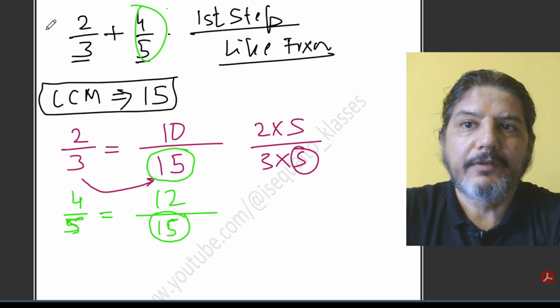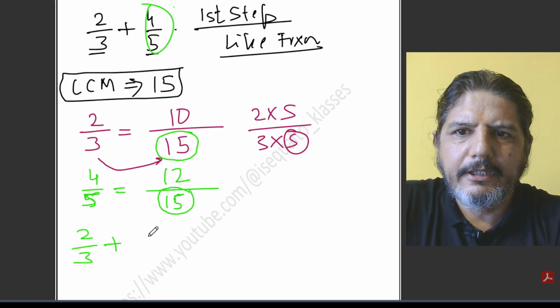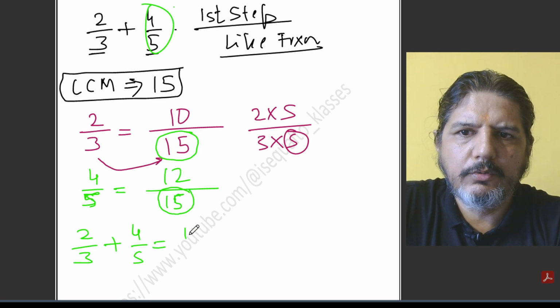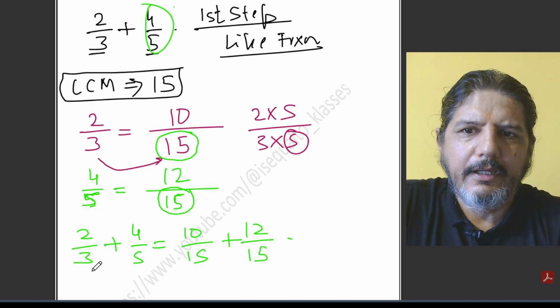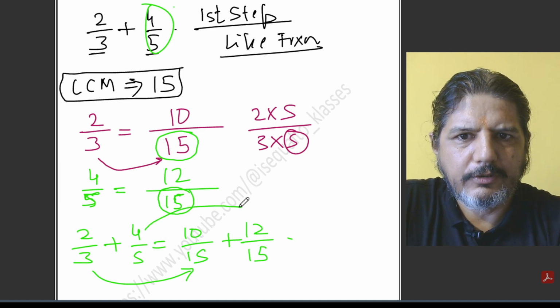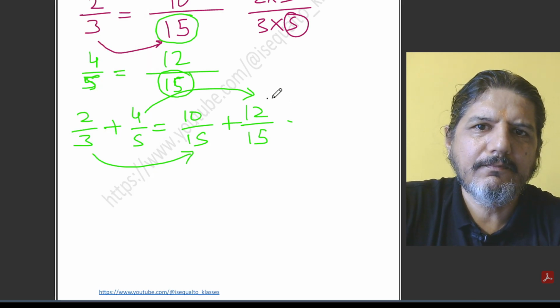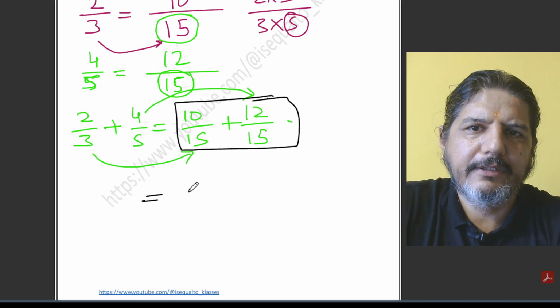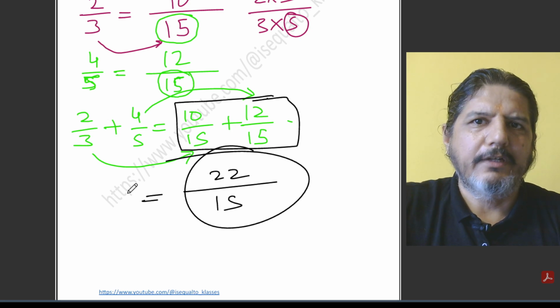So in short, what I have done is, 2 by 3 plus 4 by 5, I have converted this into 10 by 15 plus 12 by 15. 10 by 15 is the equivalent fraction of 2 by 3. 12 upon 15 is the equivalent fraction of 4 by 5. And now because these two are like fractions, the denominator would be the same and they can be added. I hope the process is clear.